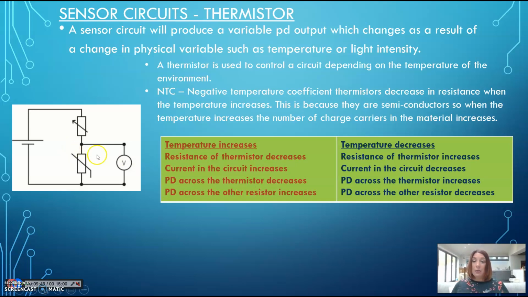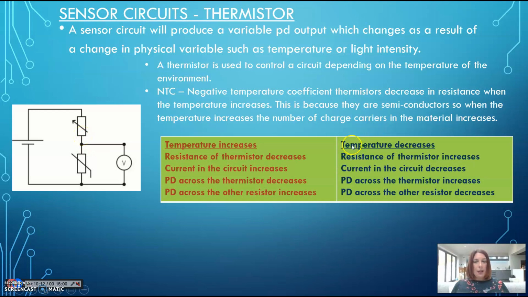So the potential difference across this thermistor decreases. But because you have a fixed amount here, and if you think about the hills from the previous video, if this is 10 volts, and the potential difference across here has gone down from 5 to 2, then this one will have to go up from 5 to 8 to still make 10. So the potential difference across the other resistor will increase.